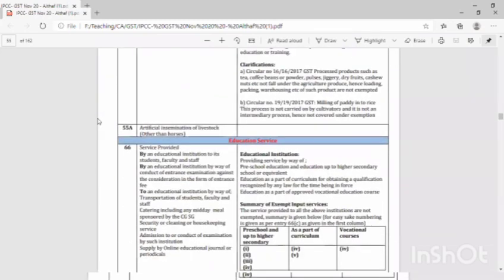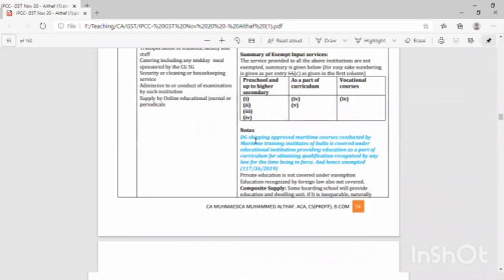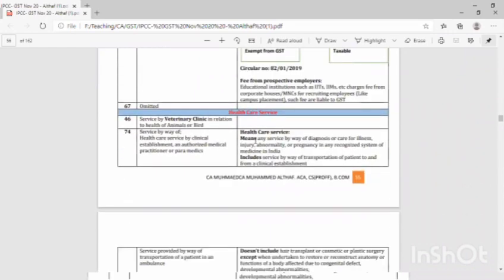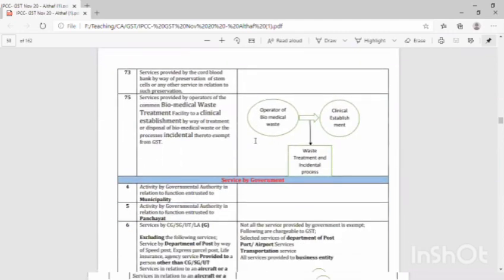And education service, there is not much amendment. There is a clarification that you can just go through. That's not an important clarification, you can just go through. And health service also, there is not much amendment. There is no amendment at all for this attempt specifically.